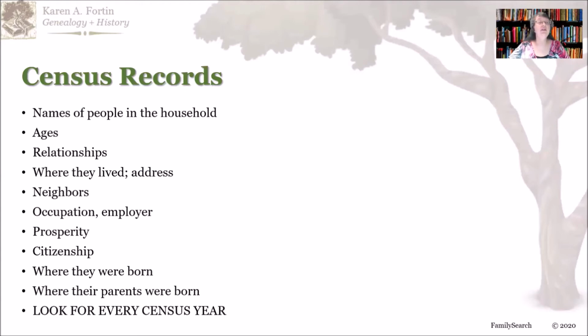You may be able to find their citizenship status if you had an immigrant ancestor. In some years, they asked when they immigrated or when they became naturalized. You may be able to determine where they were born or even where their parents were born. It's important to look in every census year that you can find during a person's lifetime. Because these questions change so much over time, you want to be able to gather as much information as possible.